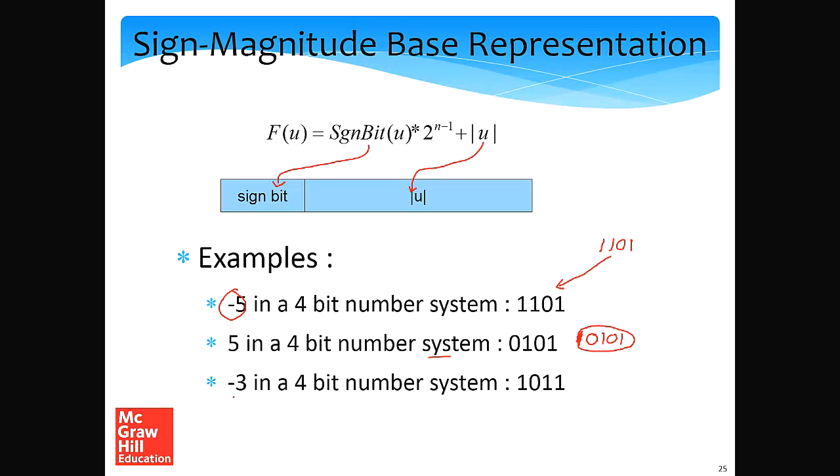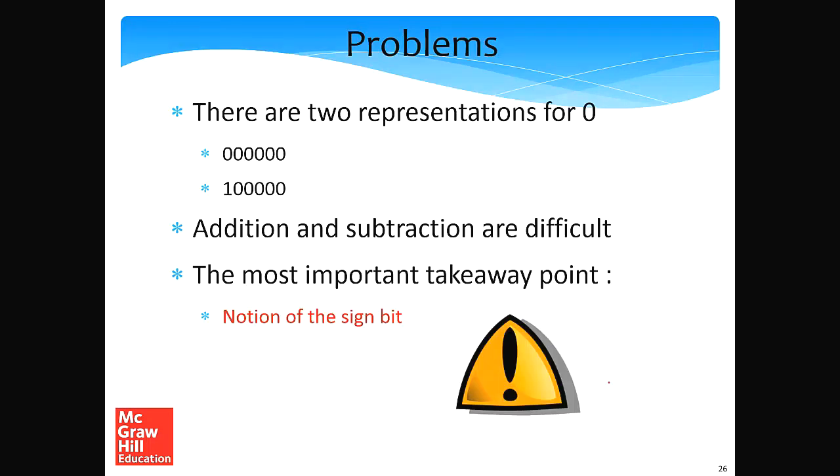Consider one more example, minus 3. So we first write the representation of plus 3 and then we add a 1 as the MSB digit because the number is negative. So what are the problems? There are two representations for 0. Both of these are valid representations because the rest of the bits are all 0 and the sign bit is either 0 or 1, where it does not matter.